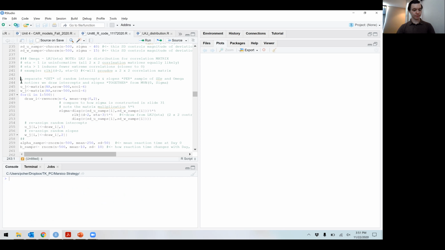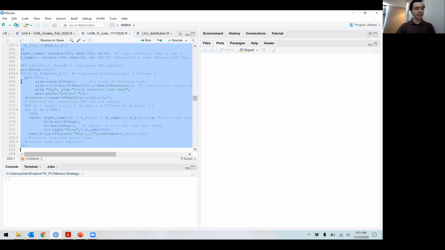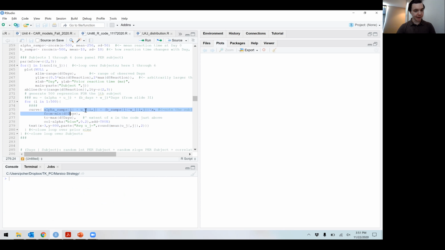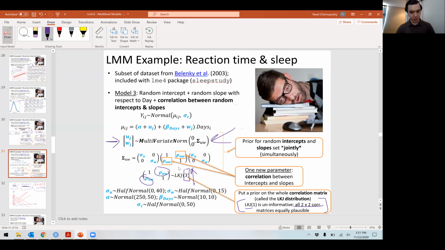So without further ado, the rest of the prior predictive simulation doesn't change. Here, I'm allowing the random intercepts to modify my population intercept. Here, I'm allowing the random slopes to modify the population slope. The only thing that changed was we now generate random intercepts and random slopes together using a multivariate normal, and we put together the sigma using this LKJ distribution, where the LKJ distribution is the distribution of the entire correlation matrix.